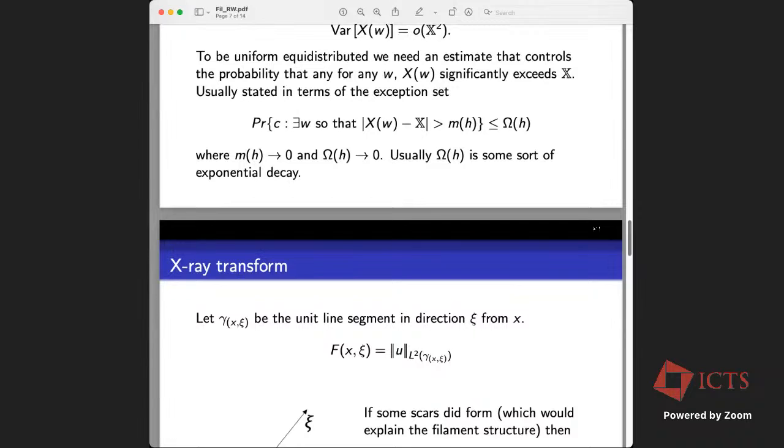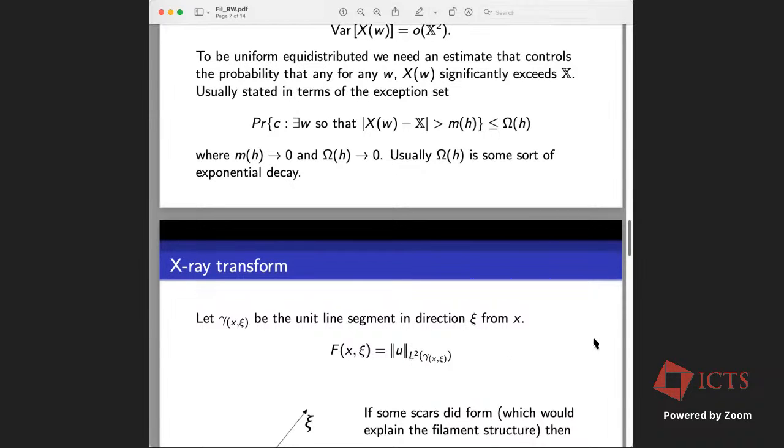So now the first way that you could have filament structure is that really strong statement that you actually get scarring along the lines. And so that would be if I took the L2 mass of U along the line, if I've got scarring, that has to be big compared to the average value. So the way I measure this is I set my normalization so that the average value along the line is 1. And then I ask, for what lines could I possibly have something that is much, much bigger than 1?